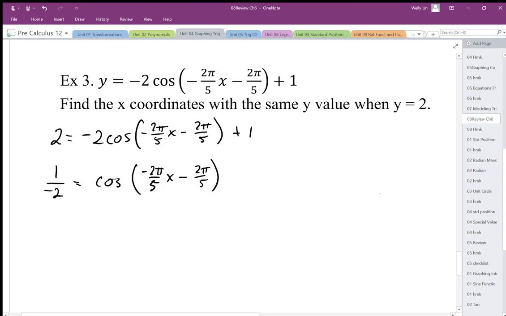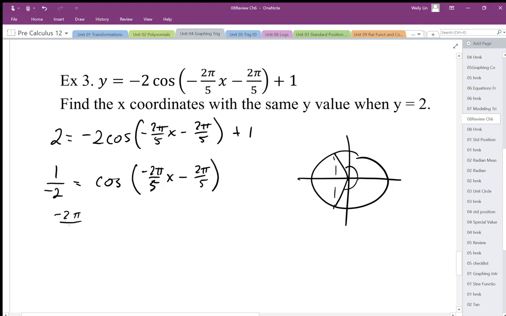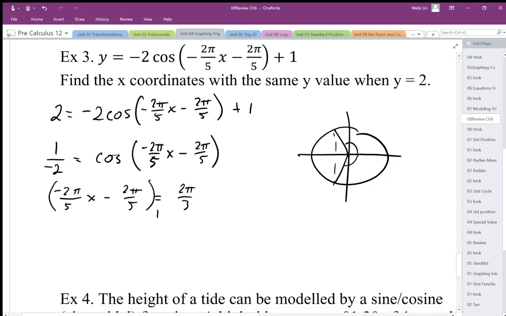Although you could use a calculator here, that is a special angle, and I want to know where cosine is equal to 1/2. Cosine is equal to 1/2 in those two quadrants. So the angle -2π/5 x minus 2π/5 is going to be equal to 2π/3, so that's theta 1, and then theta 2.